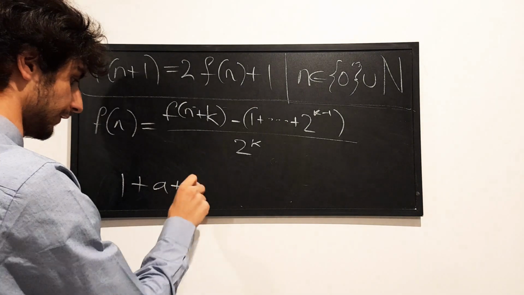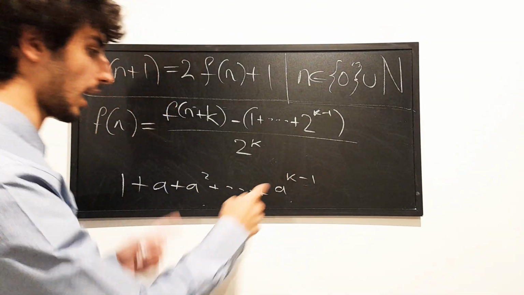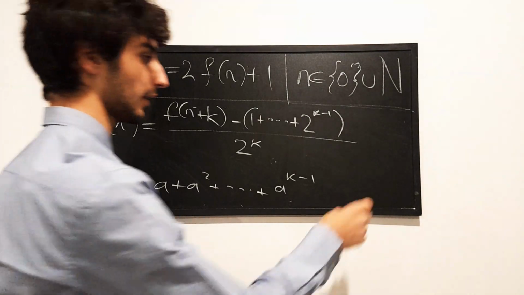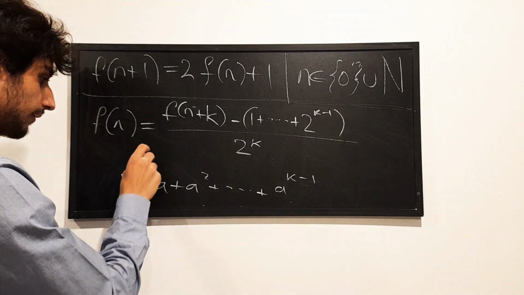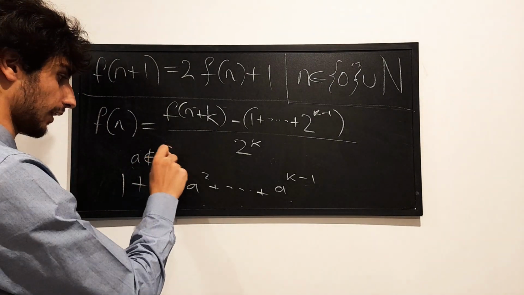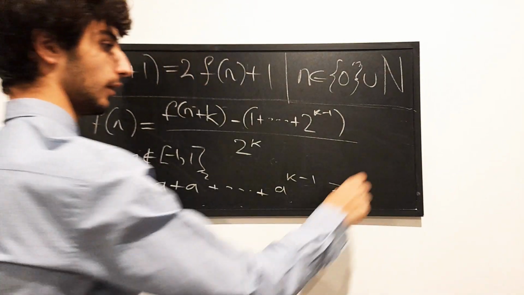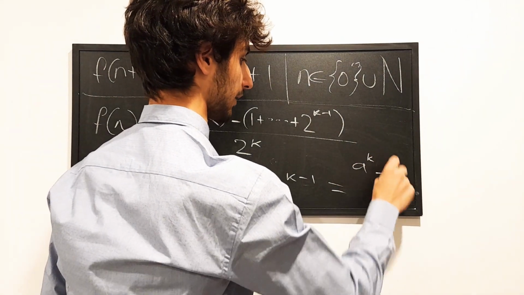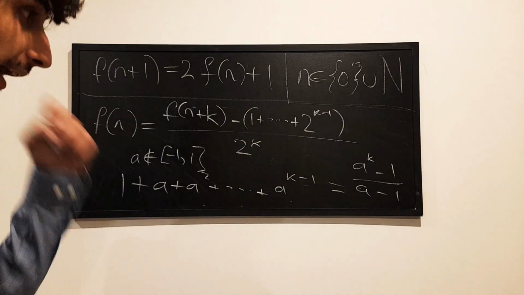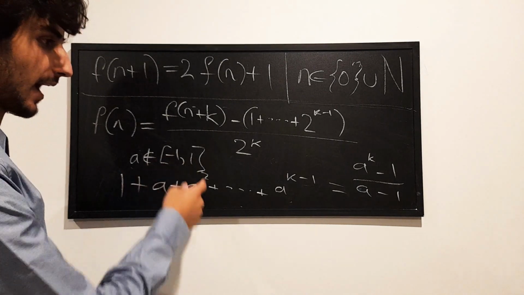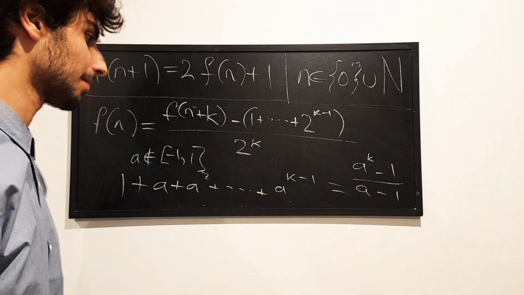Let's consider this series, for any arbitrary a, where a is outside this interval. We'll have that this is equal to a to the k minus 1 over a minus 1. Okay, you see why a has to be outside of this interval. I think it's pretty obvious, but I won't be explaining that.